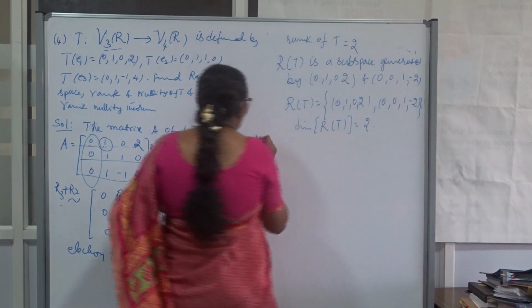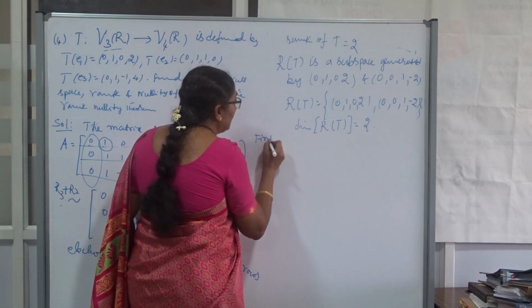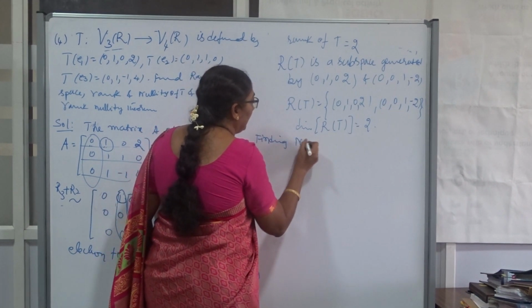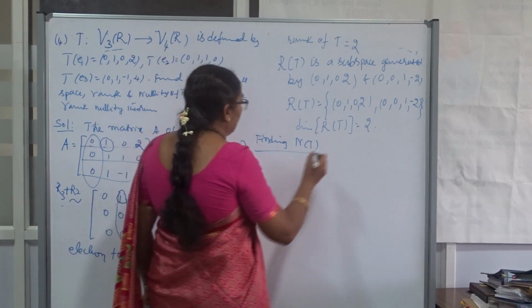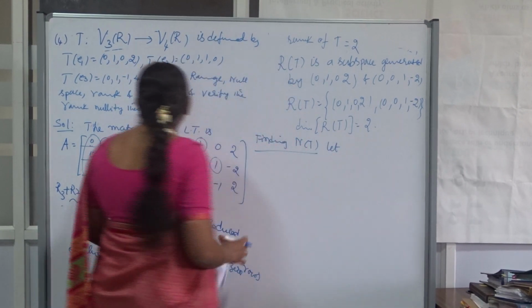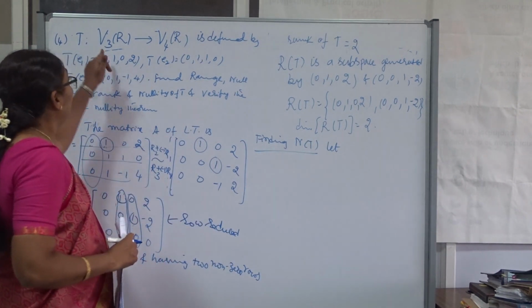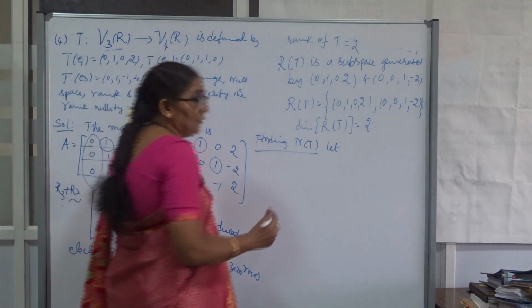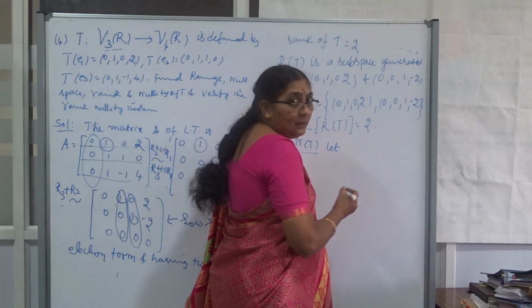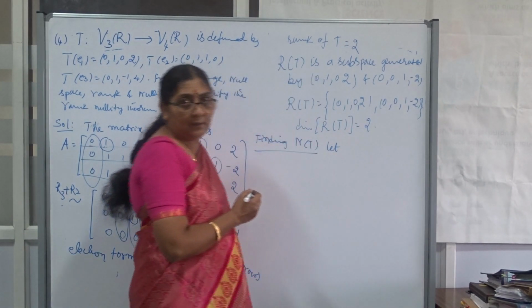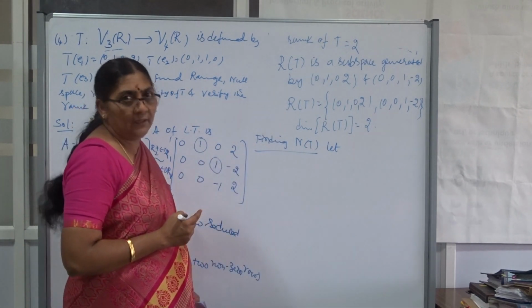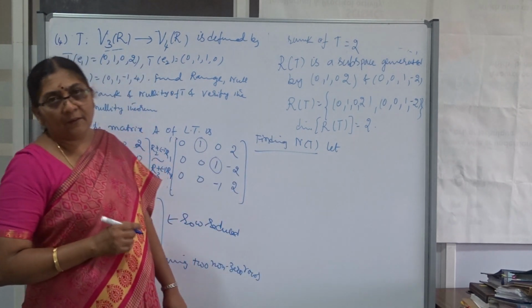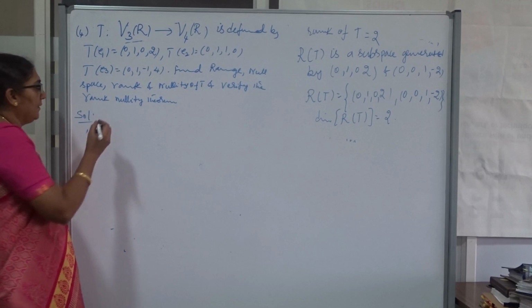Next, finding the null space, N of T. Please try to understand here. 3 dimensional is mapping to 4 dimensional. I'll continue finding N of T in the next class. Okay, thank you very much for listening to my talk.